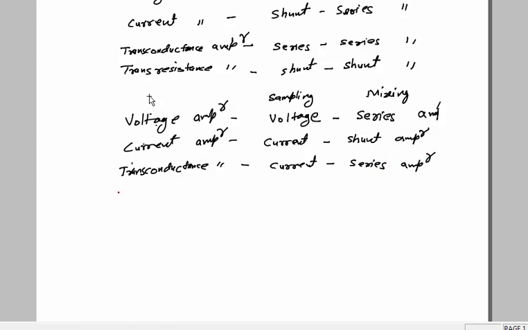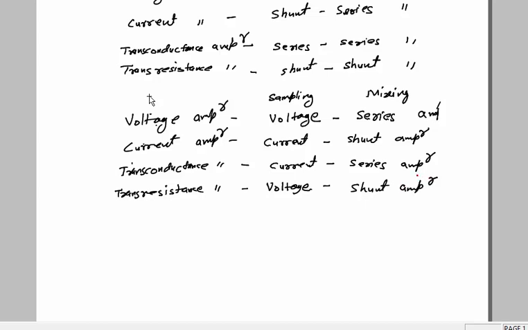And the final one is trans resistance amplifier. Trans resistance means output voltage divided by input current. So sampling will be a voltage. Now what will be mixing? Mixing will be a current. How to mix the current? By using shunt connection.